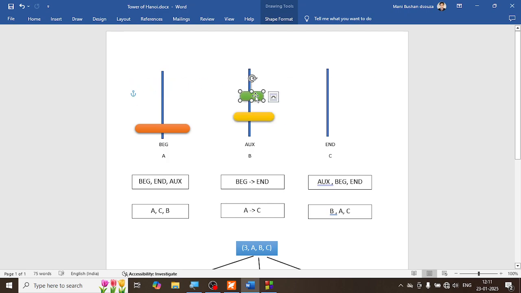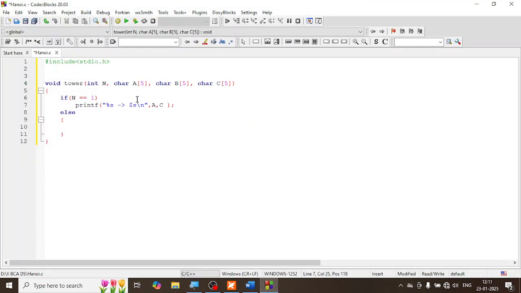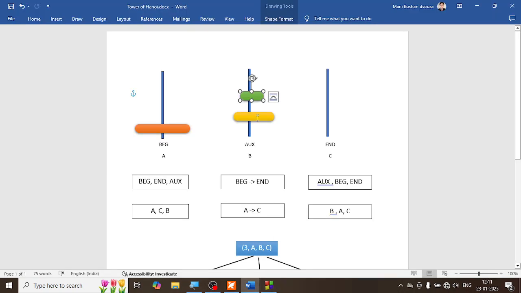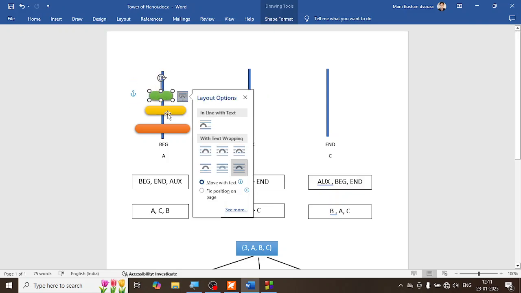Okay, how do I write that? So move this. I'm going to call the same function. So the first thing you are going to do is call the same function. Now, how do you move this one? Even though you are simply saying move these two disks directly from here to here, there is no magic.